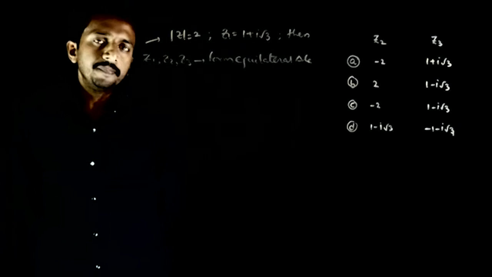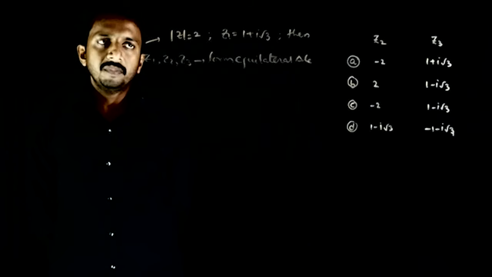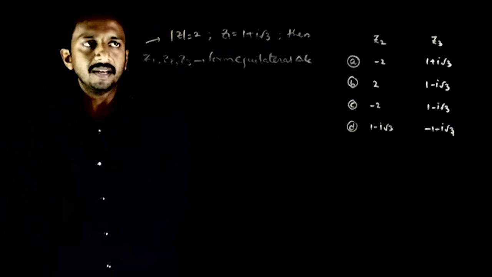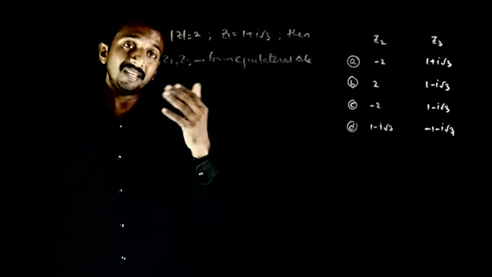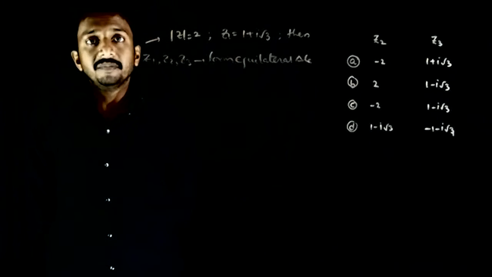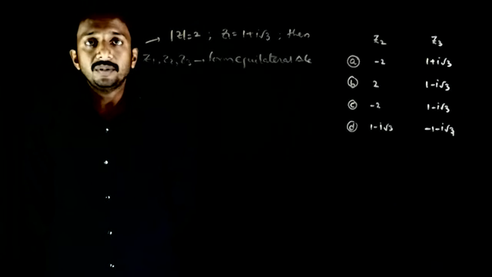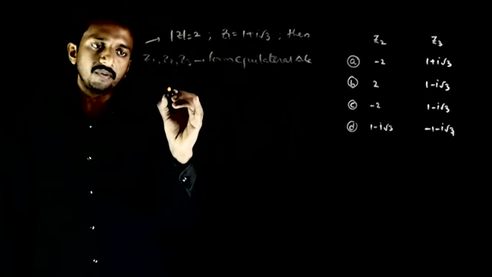So welcome students. इस क्वेश्चन में दिया है Z1, Z2, Z3 lie on a circle mod Z is equal to 2 and Z1, Z2, Z3 form an equilateral triangle and Z1 is 1 plus I root 3. ऐसा है तो Z2, Z3 कितना है? That's the question.